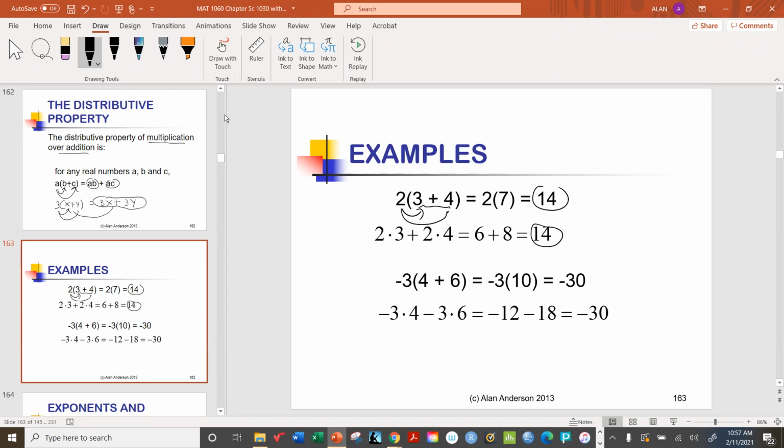Now, how about this one? Even though there's a negative, it still applies. So here I can start by just saying, well, all right, this is just 10. So I end up with negative 30, but I can also use the distributive property to show that this is minus 12, minus 18, which is, of course, the same thing. Okay.